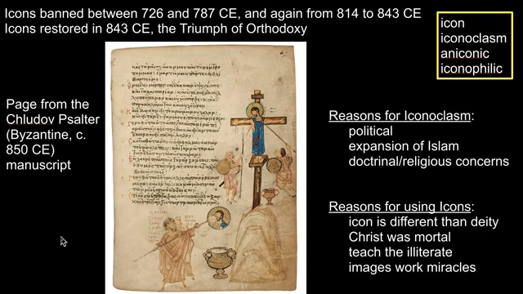In 843, icons were restored in the celebration that today is called the Triumph of Orthodoxy, when icons were reaffirmed as an essential aspect of religious worship. There are many arguments for the appropriateness of images in religious worship: that an icon is different than the real thing, that Christ was mortal so it's okay to depict him, that images can be used to teach, and that they work miracles so deity must be okay with them. They are a key element of religious practice in the Orthodox Church, the church that grows out of the Byzantine Empire, an iconophilic or image-loving religion.